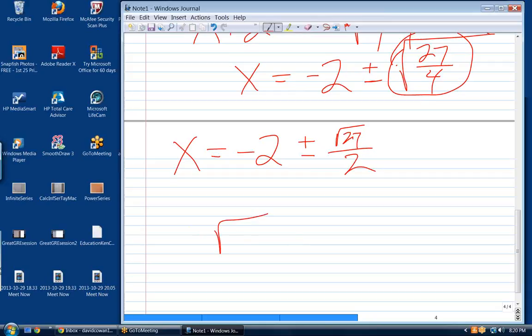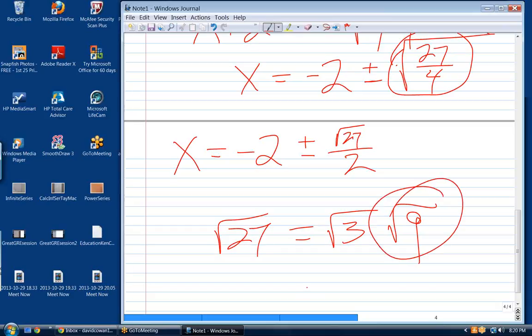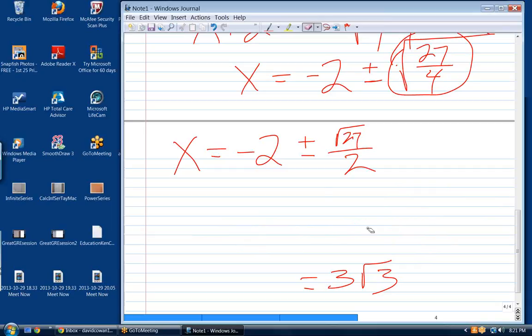Now, what's the square root of 27 equal to? What's square root of 9? 3. So it's 3 root 3. So that's what square root of 27 simplifies to, 3 root 3. So my final answer is going to be minus 2 plus or minus 3 root 3 divided by 2.